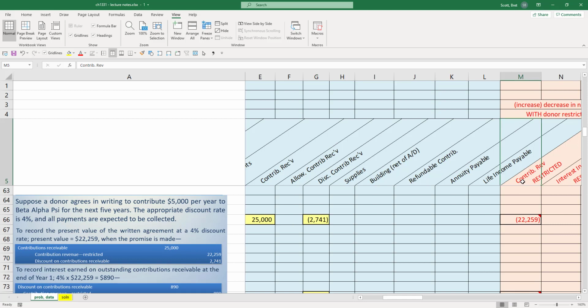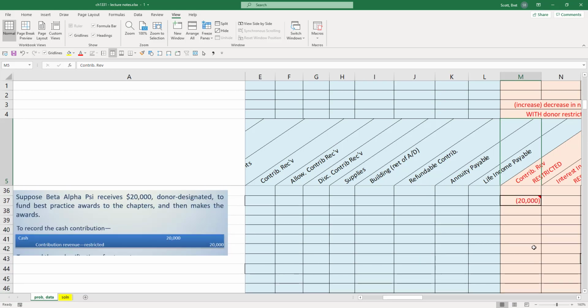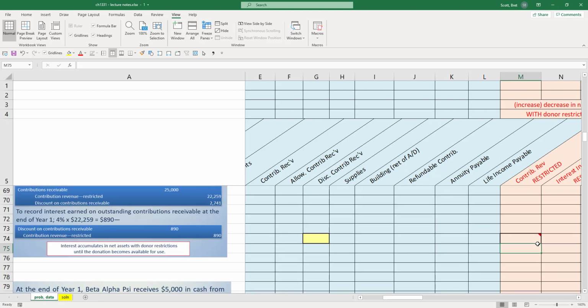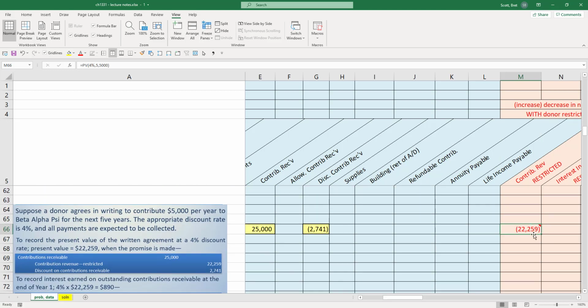oh, by the way, it is restricted, meaning that certain time periods have to go by in order for us to actually recognize it as money we can spend. For right now, it's just a promise. It's not even cash. We'll get the cash later. Now, in this case, we need to acknowledge that as time passes, we will generate the full $5,000 per year. 5,000 times 5 is 25,000.